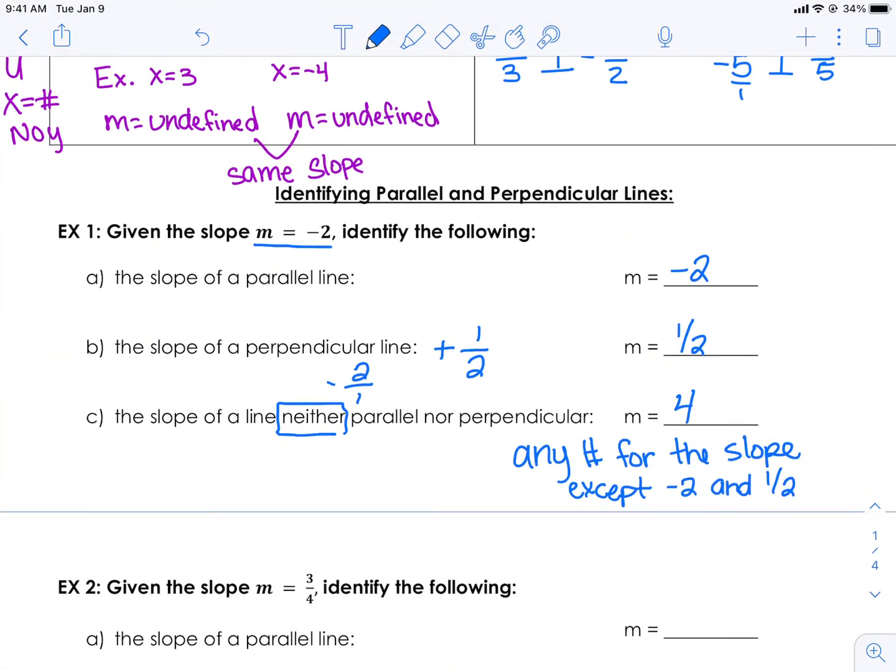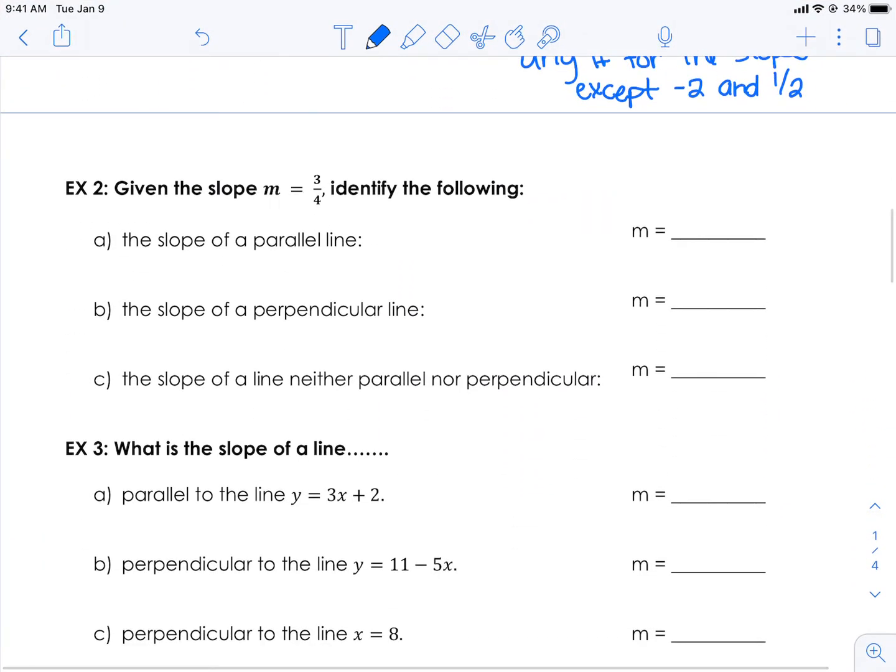So, let's look at example number 2. Given the slope m equals 3/4, identify the following: the slope of a parallel line. Take a second to see if you can figure that one out. Okay, so you should have remembered parallel means same slope. So it should just be the same exact thing, 3/4. Okay, the slope of a perpendicular line. Take a second to think.